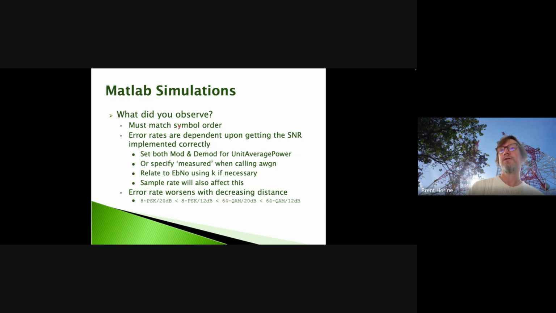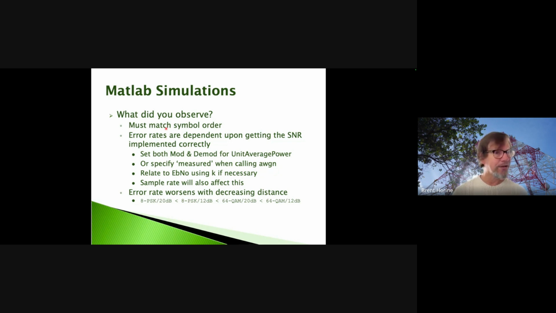Well, a few things. You must match the symbol order, and that's gray versus binary. There was a little bit of confusion on that because the default ends up being gray order. Our transmitter and receiver must agree on the symbol ordering. You can choose binary ordering, or you can choose gray code ordering, or as it turns out, you can create your own.